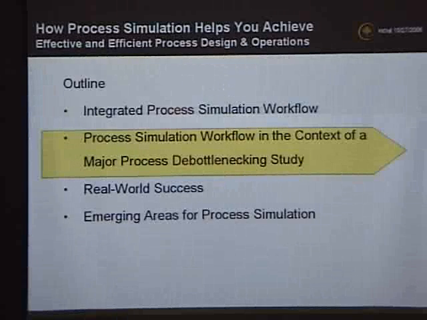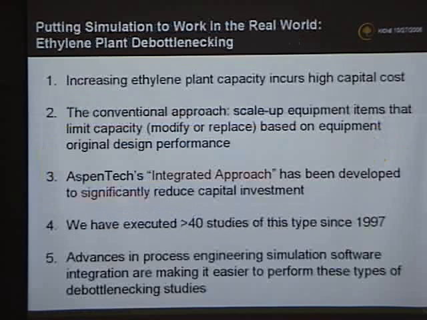So that's a bit of background on the engineering workflow. I'll spend a few minutes talking about a typical project. I'm going to use, in this case, an ethylene revamp. Now, ethylene revamp is known for being a very high capital cost project. The traditional approach has been to identify the limiting equipment and scale up all the limiting equipment by a fixed factor. That's not always the best approach. That tends to lead to over-design.